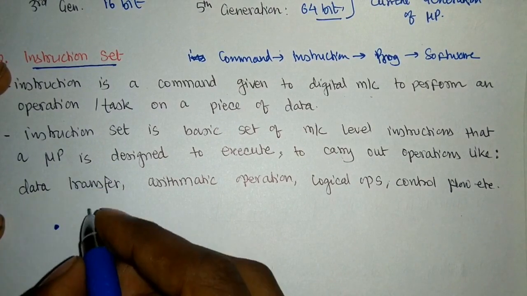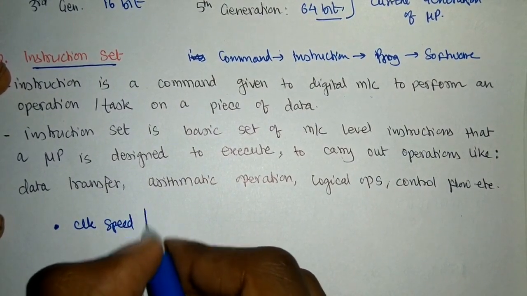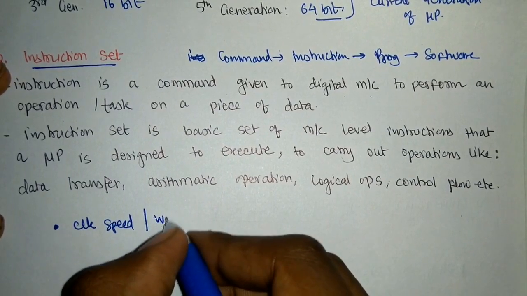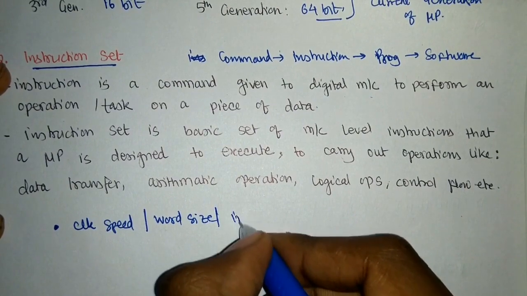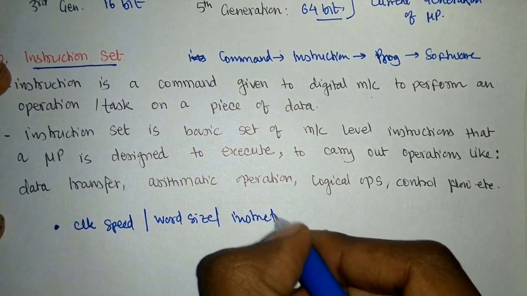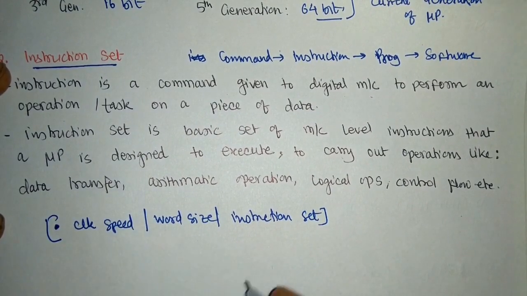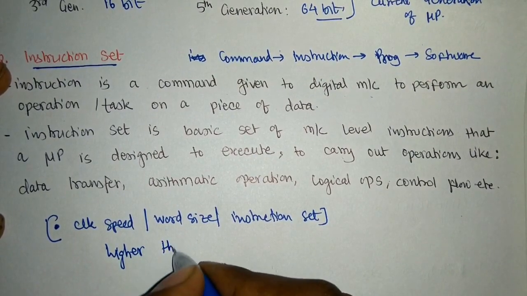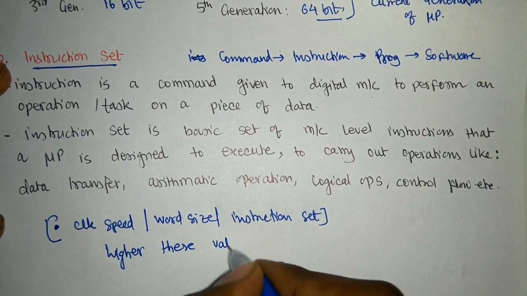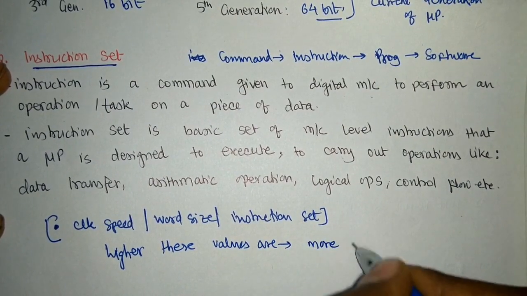So all these three characteristics that we have discussed, namely the clock speed, the word size or bus width, and the instruction set, these three values will decide how powerful our microprocessor is. The higher these values are, the more powerful our microprocessor is.